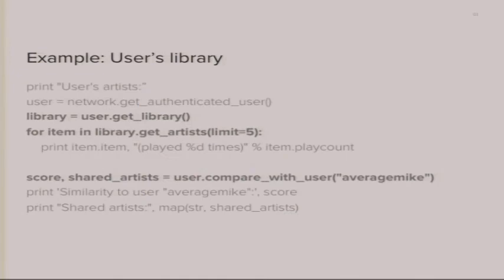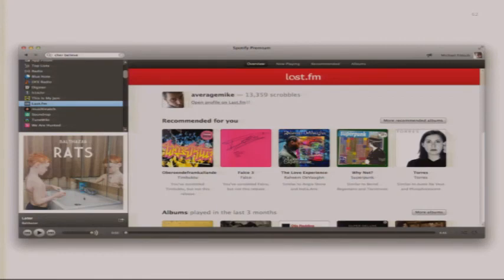There's a user object that gives you the library object, and that has, for example, the get artists method. So going through the 5 top artists there. Or you can compare your user profile to any other Last.fm user. It gives you a numeric score between 0 and 1 of the similarity, and the list of shared artists. By the way, Last.fm is also a Spotify app, runs inside the desktop client. You should try it out. There are 100 or over 100 Spotify apps, correct me if I'm wrong, something like that. Doing things like recommendations and creating playlists, or yeah, there are all kinds of different apps available in there.